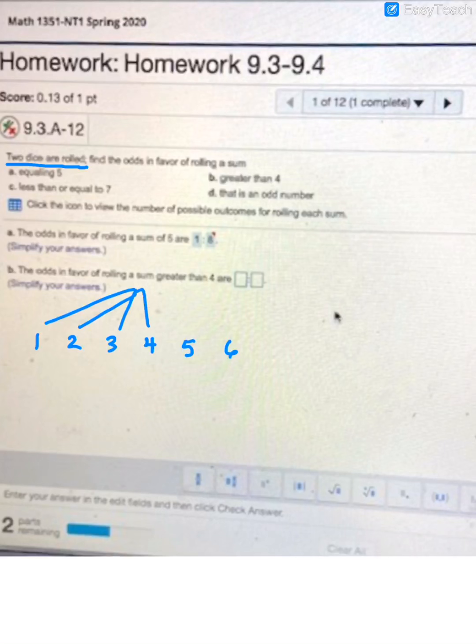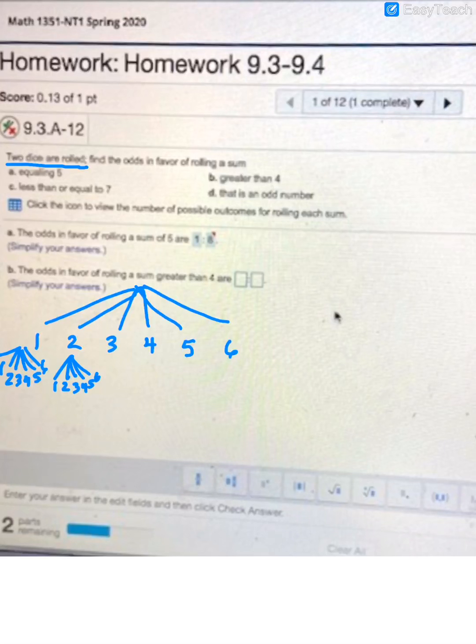And then if I rolled the second die, even though they can be rolled at the same time, you're still thinking of it as rolling one die and then rolling the second. The second die can also be a 1, a 2, a 3, a 4, a 5, or a 6. So you could draw the tree diagram like this and then list all the outcomes. Or I just find it easier to list all my outcomes in a table.